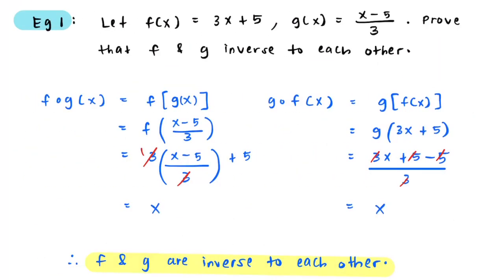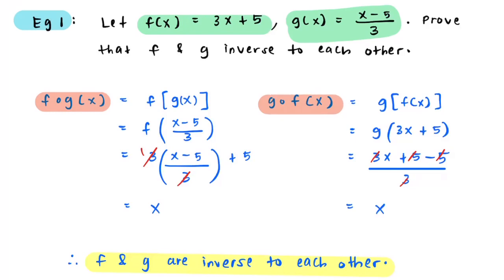Now, let's see example 1. Let f(x) equal to 3x plus 5, then g(x) equal to (x minus 5) over 3. Prove that f and g are inverse to each other. What you should do is, let's just compose them. f compose g and also g compose f. If you get the answer x for both of the results, therefore f and g are inverses to each other.